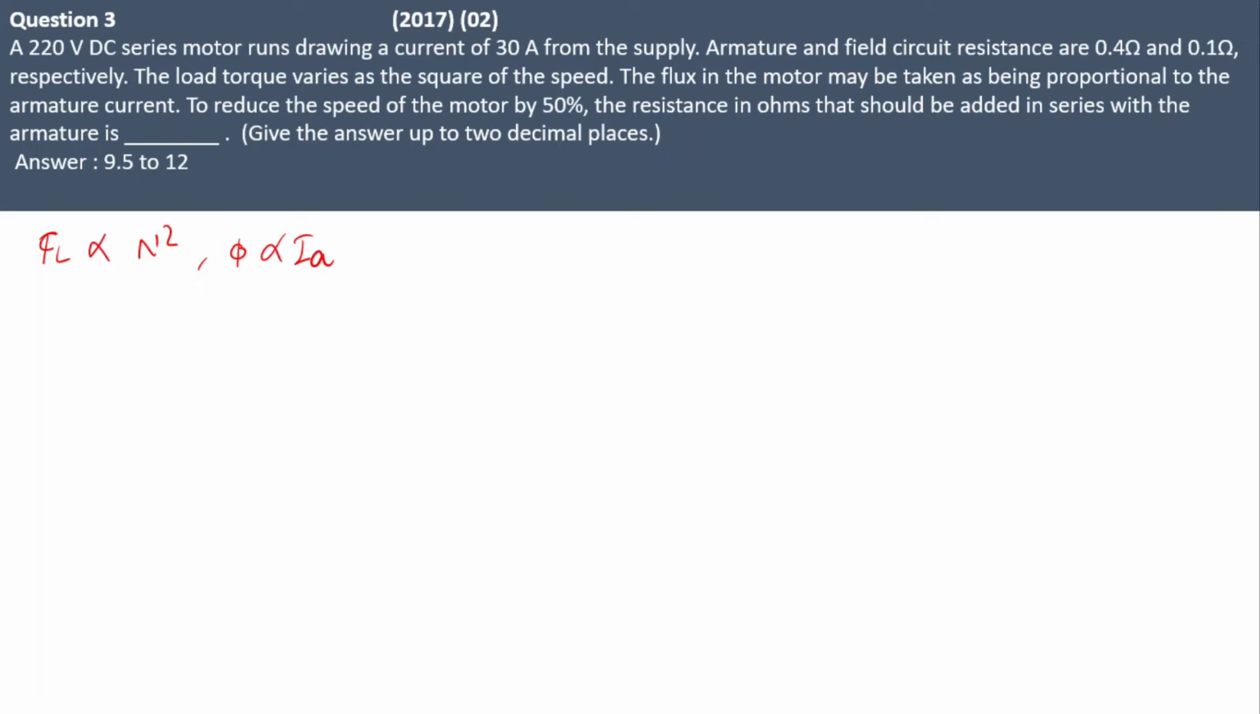To reduce the speed of the motor by 50%, so N2 by N1, N2 is 50% of N1, so it is 1 by 2. The resistance in ohm that should be added in series with the armature, then what will be the value of external resistance to get this speed reduction of 50%? So you know TL is directly proportional to K IA square, because flux is proportional to the armature current.